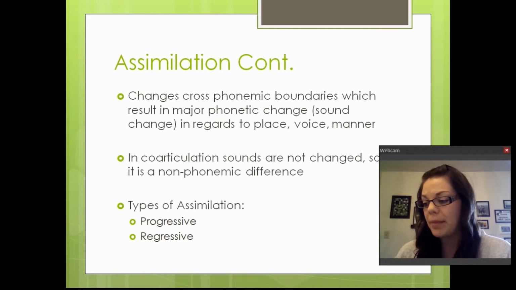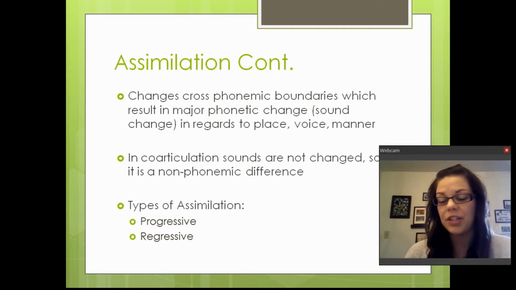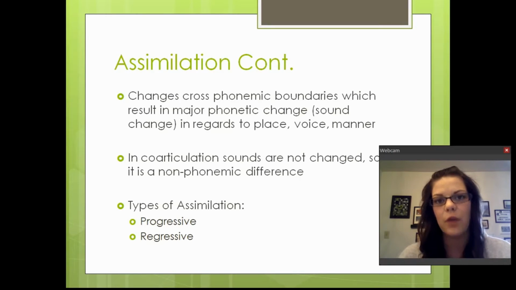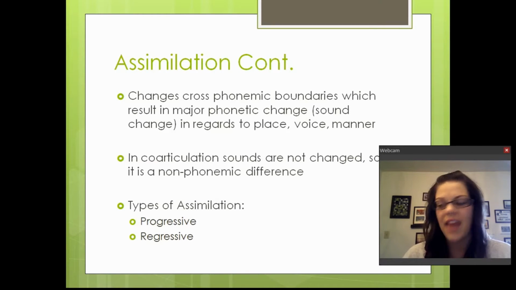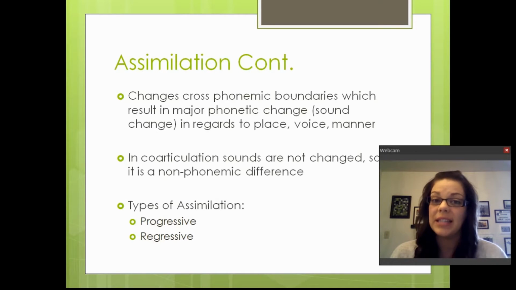Another example might be if we changed, let's see, in that case might turn into that case. So the T in that becomes a K to anticipate that K phoneme in the word case. We can also assimilate based on manner. So that typically happens when we're talking really rapidly. For example, if I said that said, I might say that said. So the S changes in order to more quickly say that phrase.